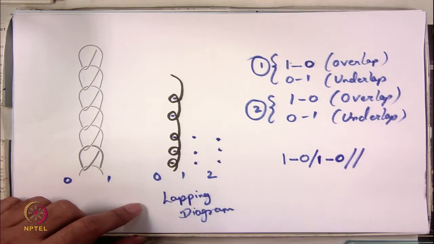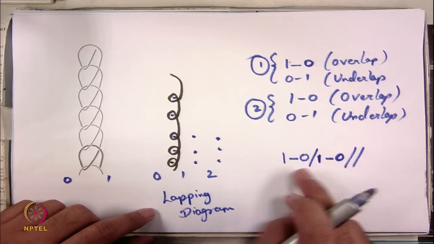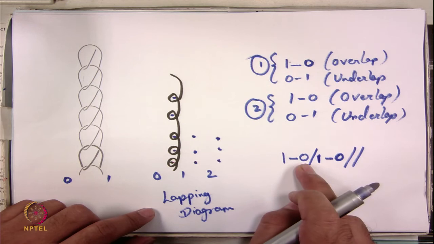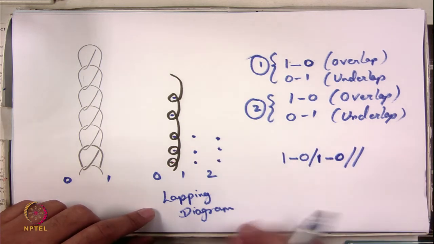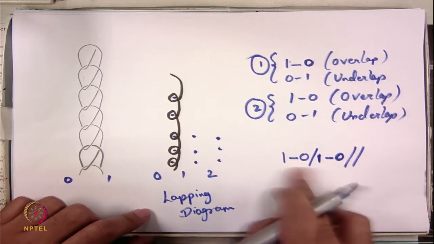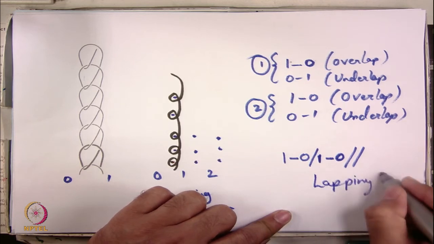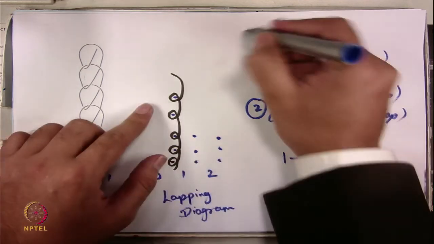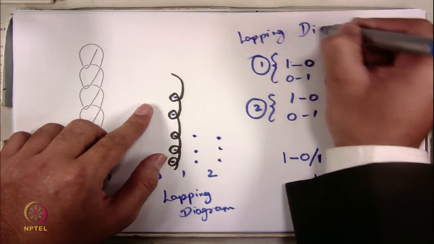So this is the lapping plan, because 1 0 1 0 is also repeating, but if you just put 1 0, it will be denoting only underlap, so overlap will be missed. So better at least 4-digit numbers should be there for a lapping plan. So this is the lapping plan and this is the lapping diagram.